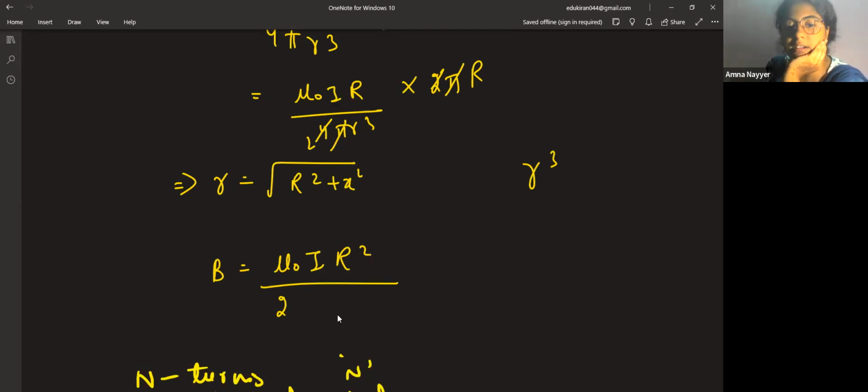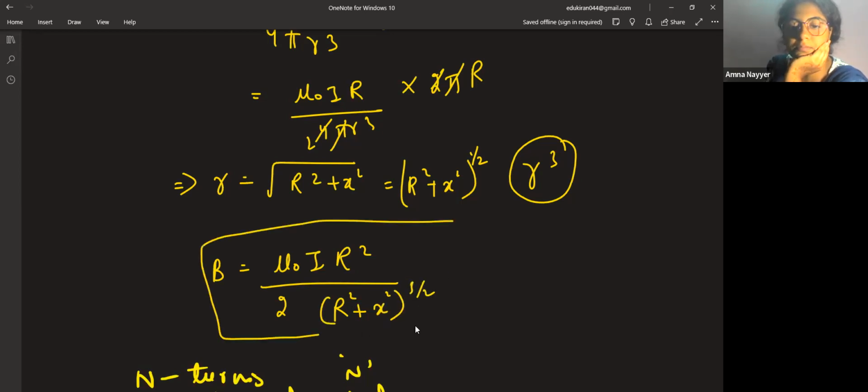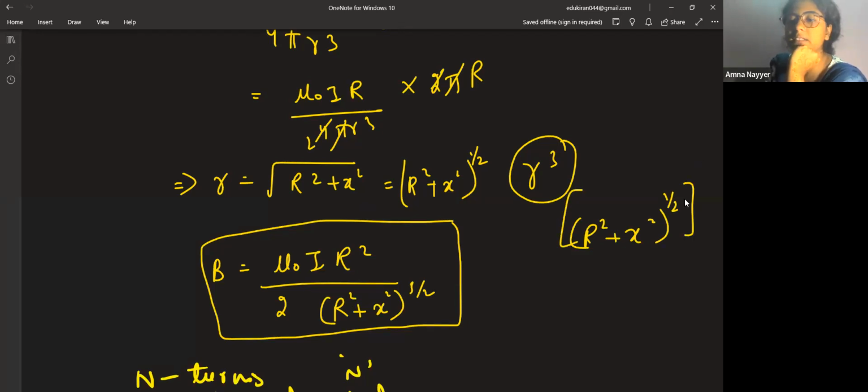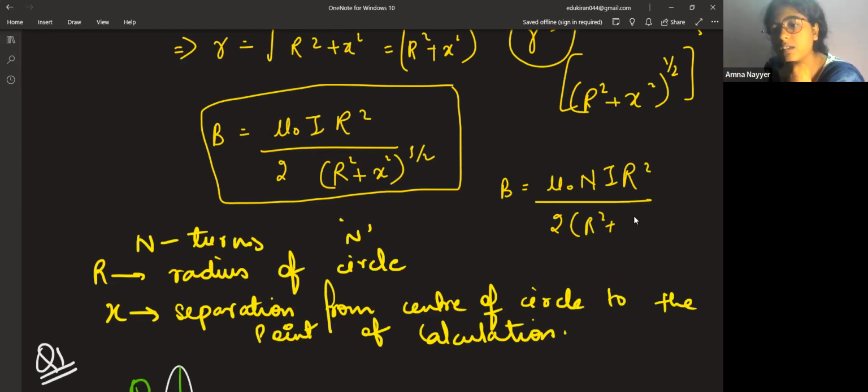Small r cube. This is R square plus x square to the power half, and we want to cube this entire term. So this becomes R square plus x square to the power 3 by 2 directly. Understood? R square plus x square to the power half was your small r, under root R square plus x square. So when you cube this, that becomes R square plus x square to the power 3 by 2. If n number of turns are there, the formula becomes mu naught n I R square divided by 2 times R square plus x square to the power 3 by 2.